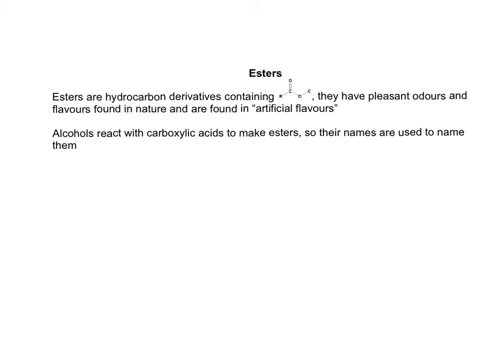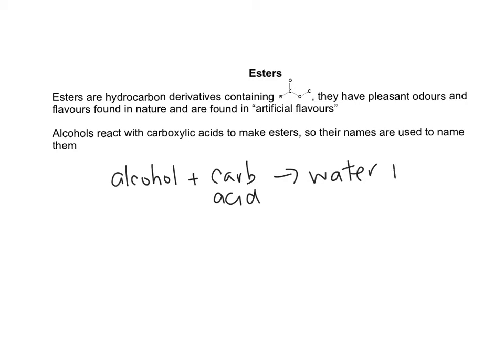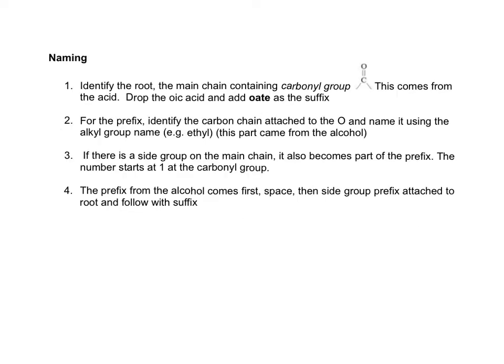Alcohols react with carboxylic acids to make esters, so their names are used to name them. So basically what we will have is an alcohol plus a carboxylic acid, and this will make a water molecule and an ester. The alcohol and the carboxylic acid names are used to come up with a name for the ester. So you're going to find the root.